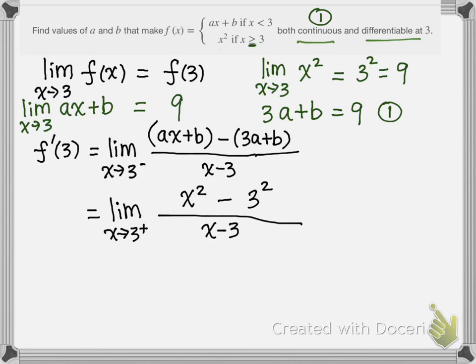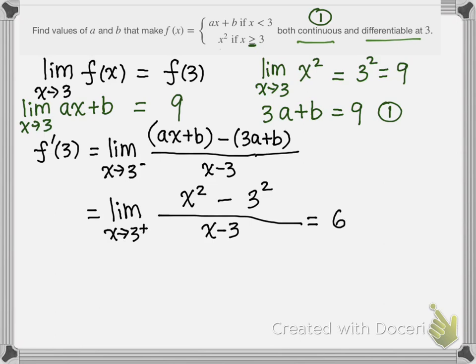Now, the bottom one is easy to evaluate. You factor the top, it's a difference of squares. What is left is x plus 3, and when you replace x by 3 it is just 6. So you can evaluate this limit.